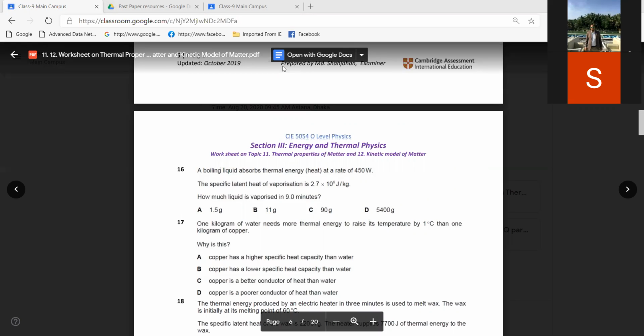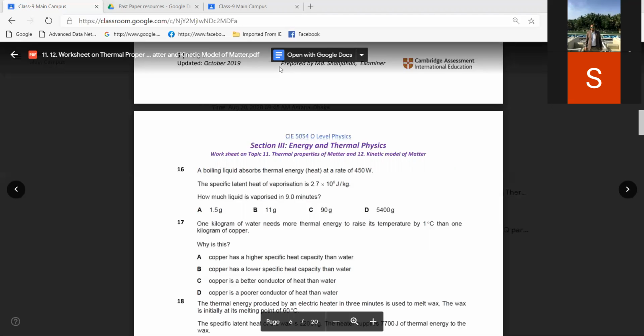You are given the power, the time, and the specific latent heat. You are asked to find the mass. From power and time, you can get the energy required for this process from E equals P into T. That is your Q.